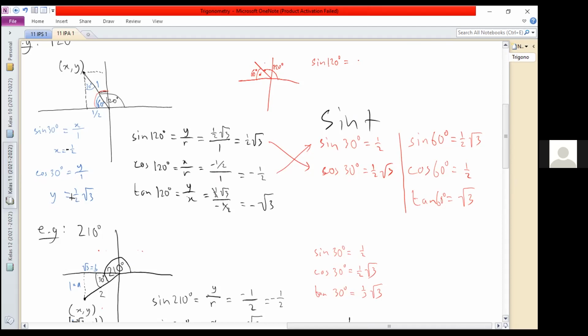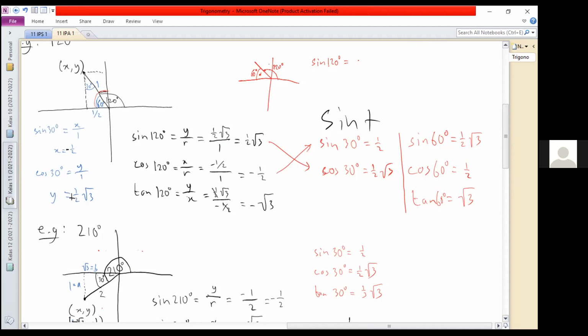And if we choose this part, which is 30 degrees, what we'll get is the opposite. Sine becomes related to the cosine, and the cosine related to the sine.